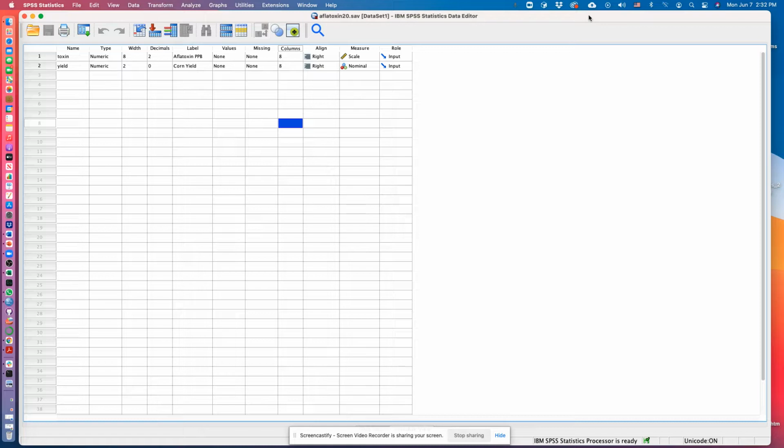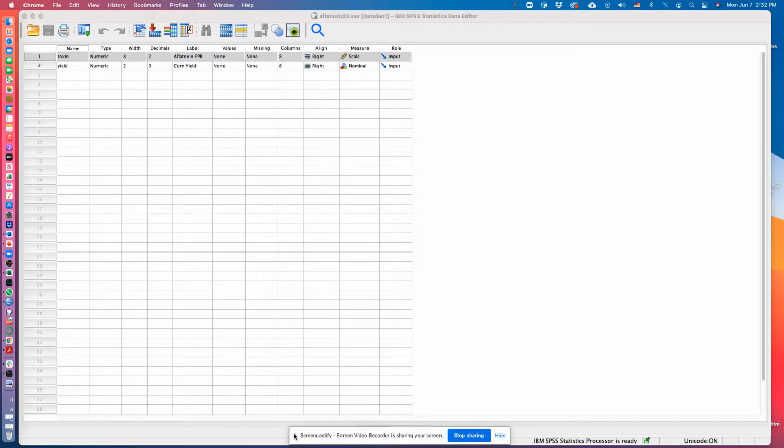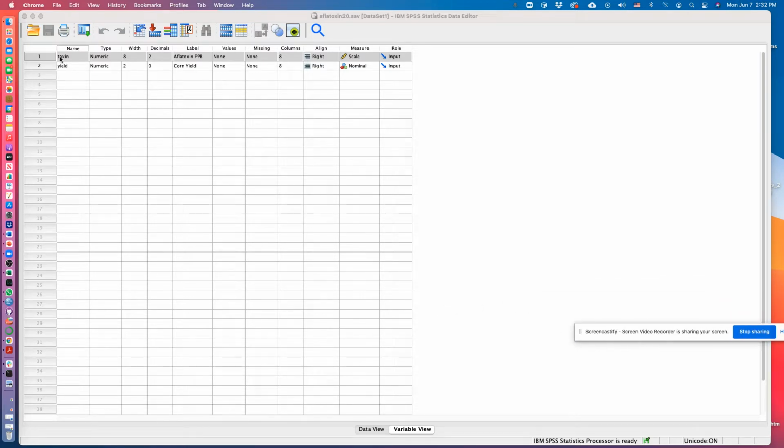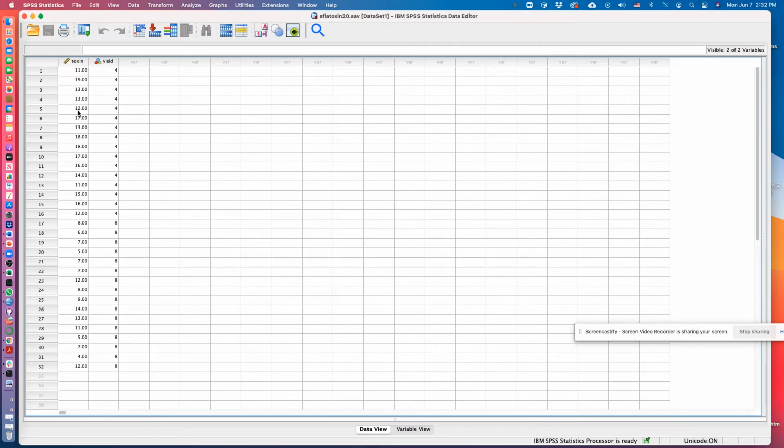There could be your control and your experimental, or the men versus the women, or Ohio versus Michigan, whatever the groupings are. Those are the two groups. And so your data set would look something like this. So you have here your variables, and you see the variables are toxin and yield, right? This is the data set that we had looked at previously.